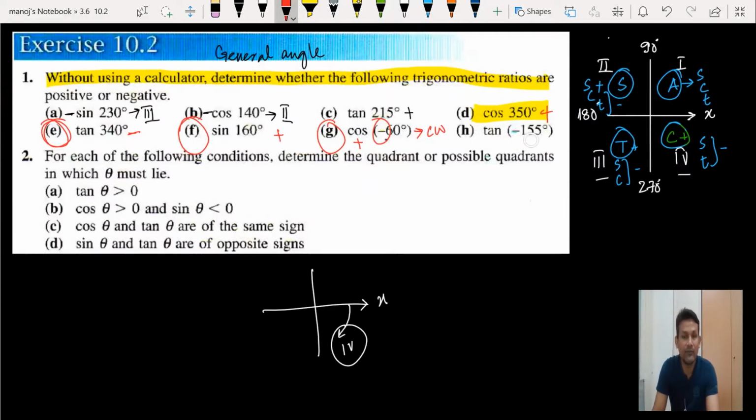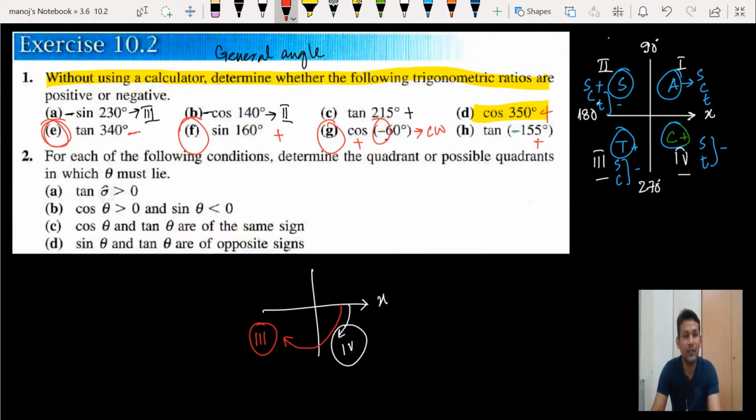Tan of minus 155 means I have to move clockwise, and minus 155 lies in the third quadrant. In the third quadrant, tan is positive, so I will write positive. Don't worry about the sign of the angle. The sign of the angle means you have to move clockwise.